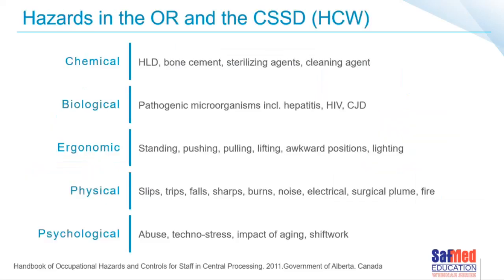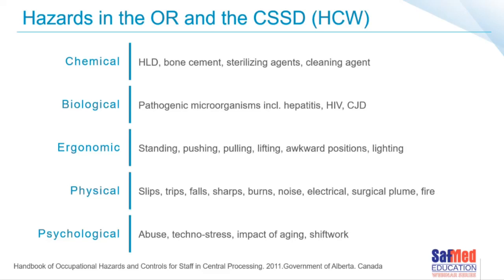In order to be safe in any of these environments, both the operating room and the CSSD, it's obviously quite important that we understand what the hazards are. And there are a multitude of hazards in our working environment, both for us and the patient. But in this particular slide, we are referring to the hazards in the operating room and the CSSD from a healthcare worker perspective. So, the risk for us. We can divide them into 6 main categories: chemical, biological, ergonomic, physical, or psychological.